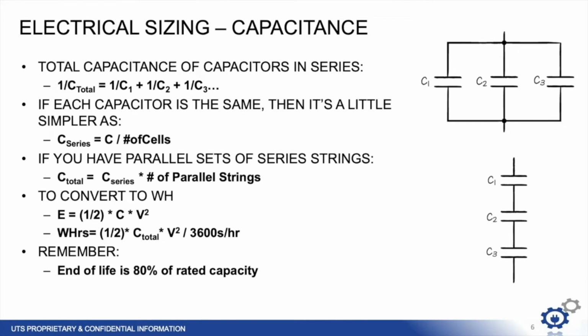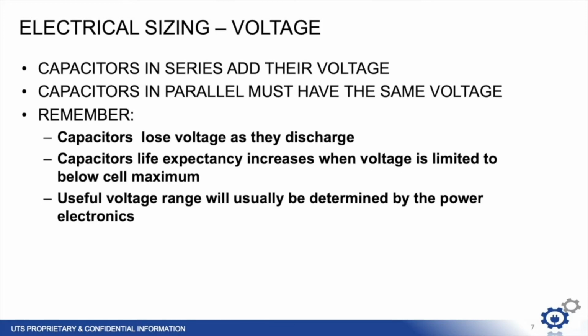Ultracapacitors are rated in farads. The equation to calculate the capacity of capacitors in series can be reduced to the cell capacity over the number of cells, if all the cells are uniform, which they typically are in a module. For parallel strings, just sum the capacity of each series string. To convert to watt hours, you can put in the voltage range and the capacitance in this energy equation. It is advisable to use 80% of the nameplate capacity, as ultracapacitors' end of life is characterized by 80% of its capacity.